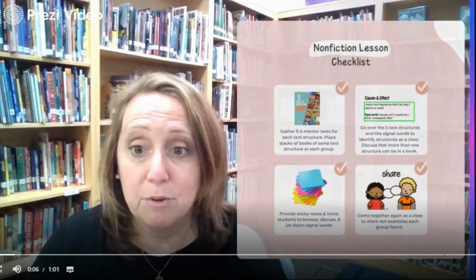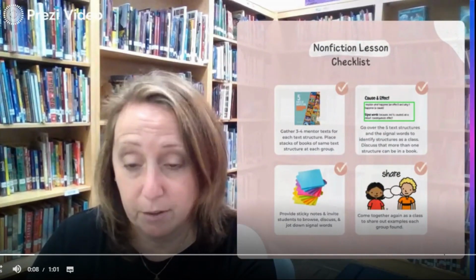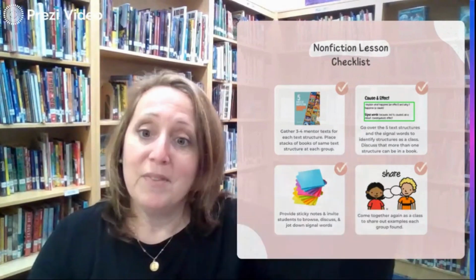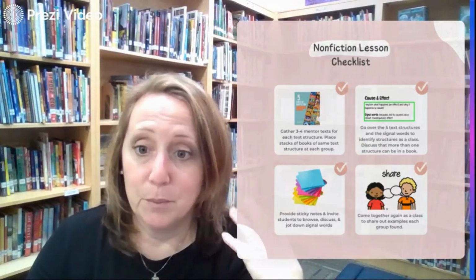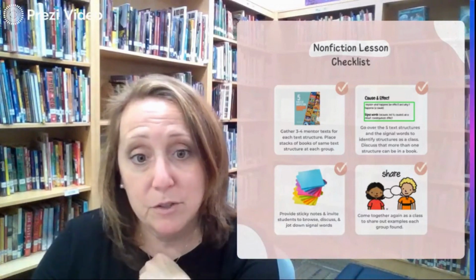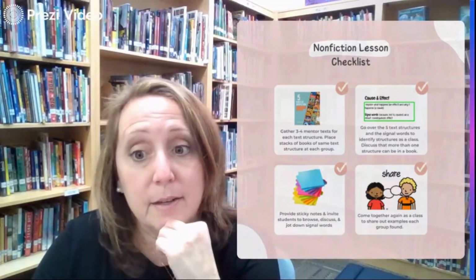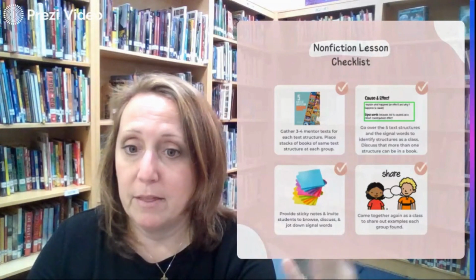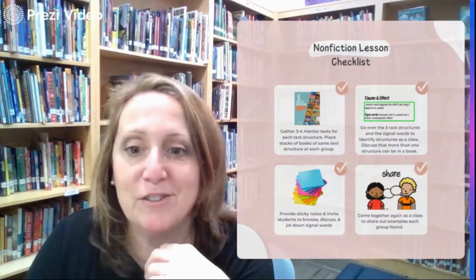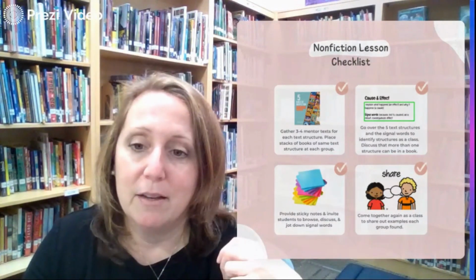When I am teaching library skills, I can support the text structure strand. First, I can gather 3 to 4 mentor texts that support each text structure, and I'm going to place them at different tables, and then with the class go over the different text structures and the signal words so they can identify those structures, and also talk about the fact that there may be more than one structure in each book that they're looking at.